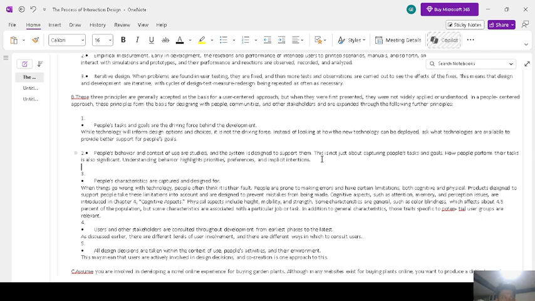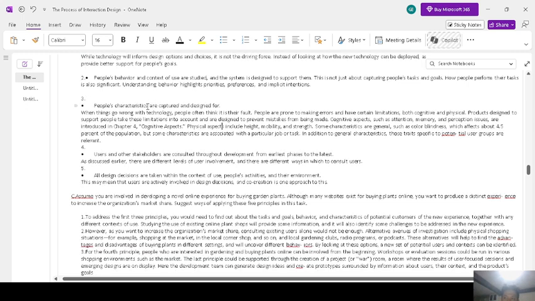So like in the cognitive, in the attention topic, basically you're trying to improve the salient information in which people navigate. This is not just about capturing people's tasks and goals. How people perform their tasks is also significant. Understanding behavior highlights priorities, preferences, and implicit intentions. So this will dictate the priorities of your environment to accomplish the task.